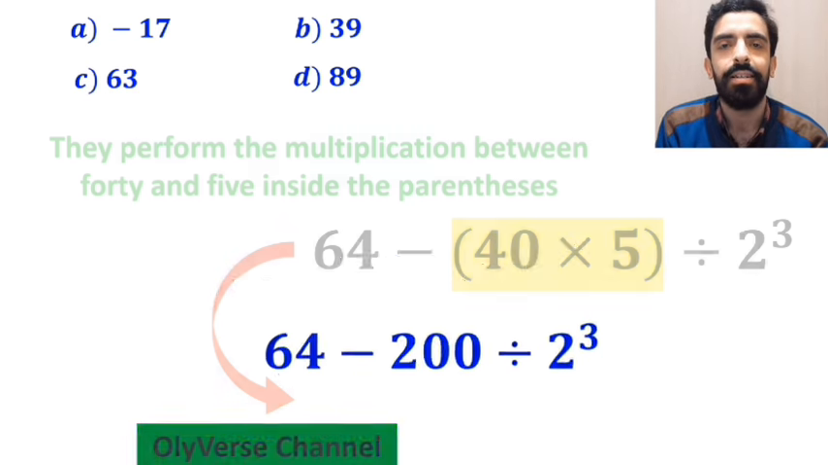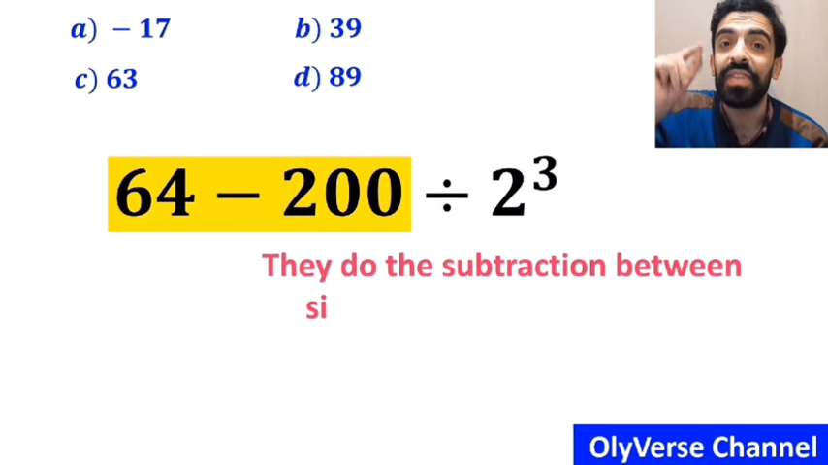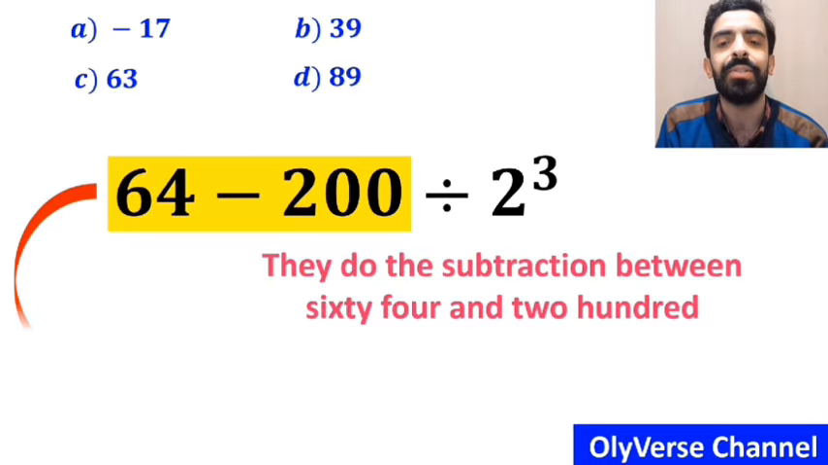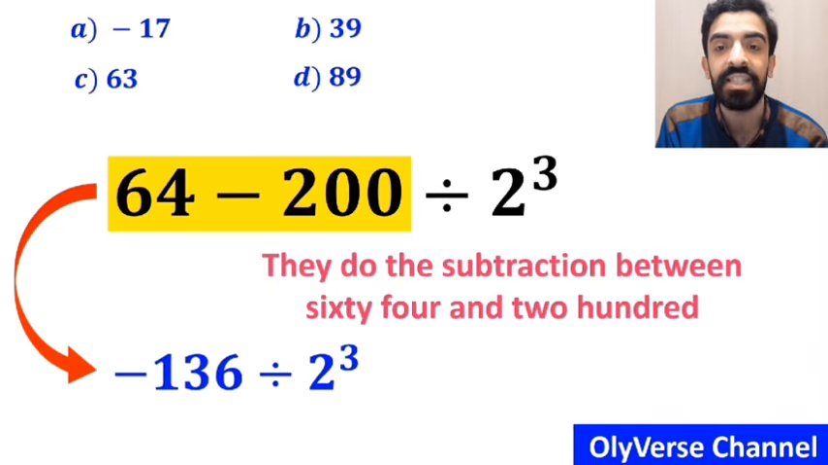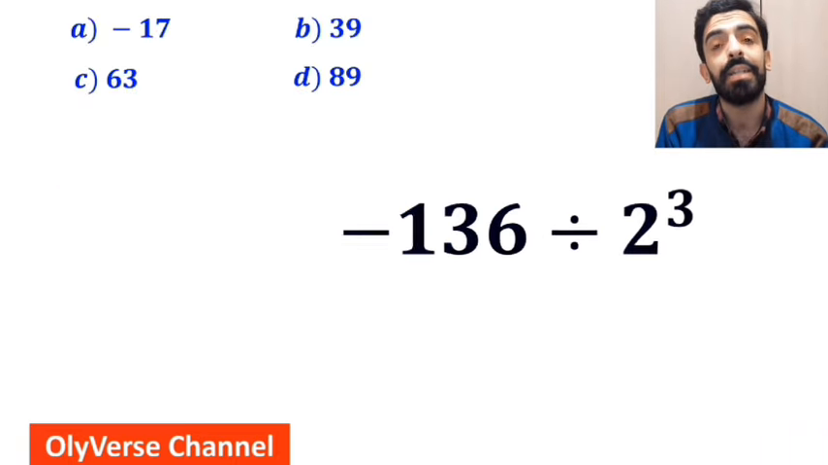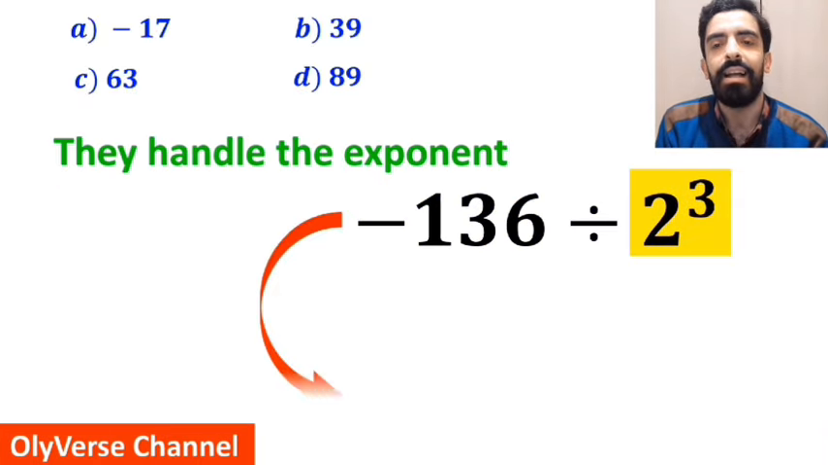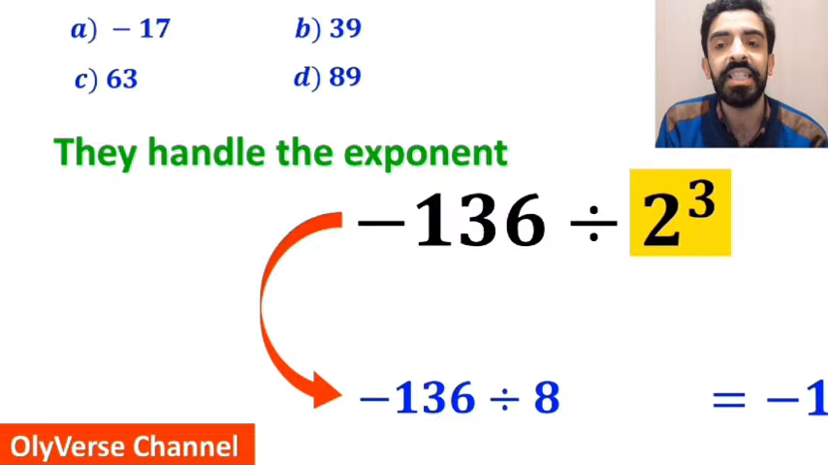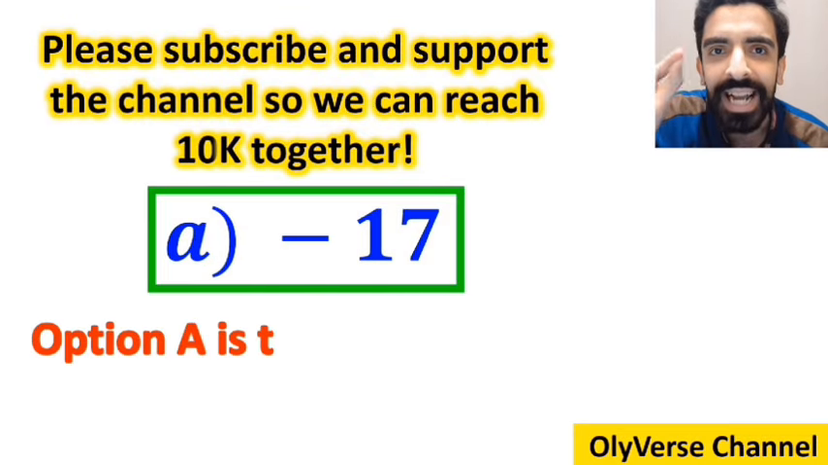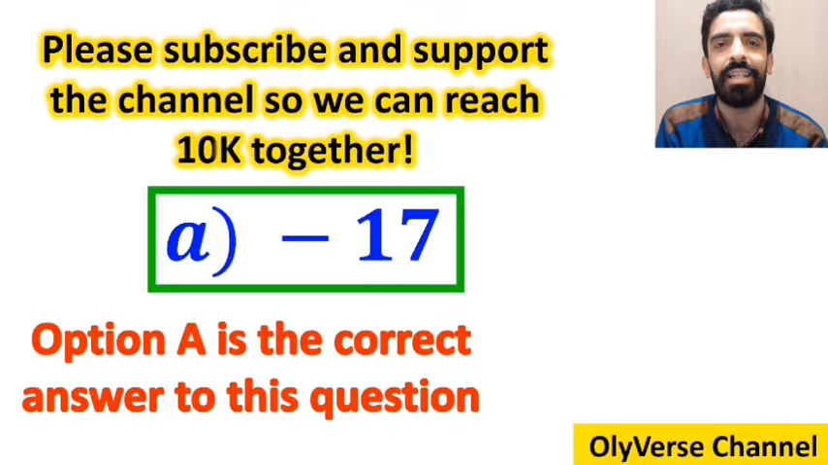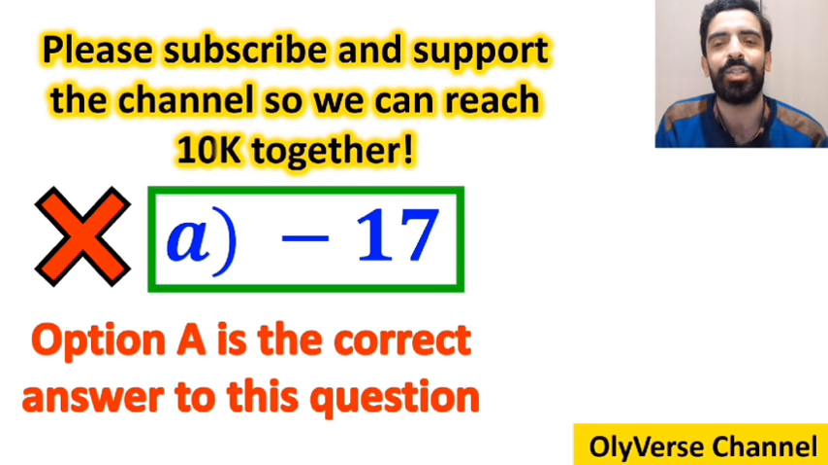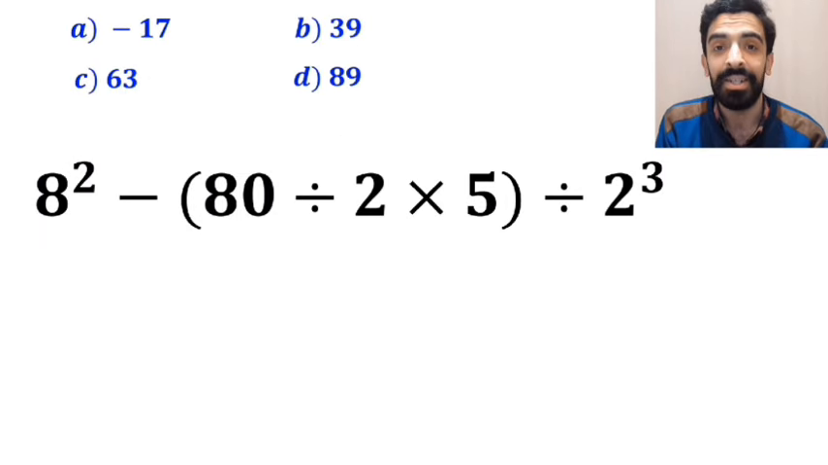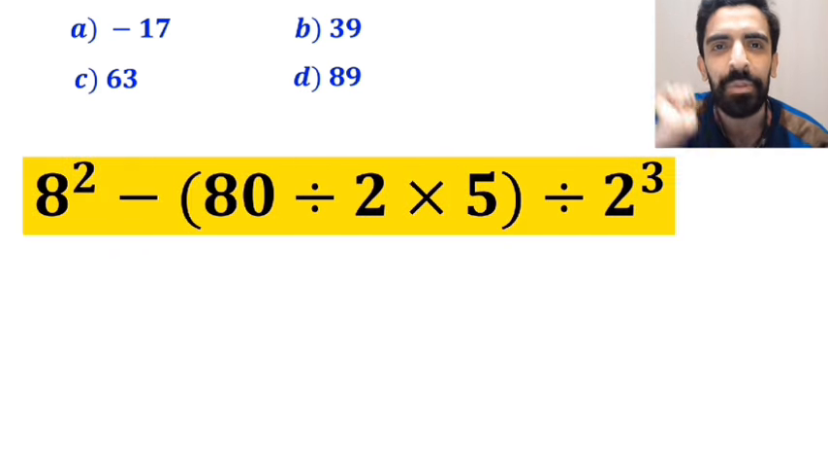divided by 2 cubed. Next, they do the subtraction between 64 and 200 and simplify this expression to negative 136 divided by 2 cubed. And the final step, they handle the exponent and write this expression as negative 136 divided by 8, which ultimately gives them the answer negative 17. And they conclude that option A is the correct answer to this question. But I have to say we were tricked and it's not the correct answer to this question. Alright, now let me show you how to solve this expression properly.